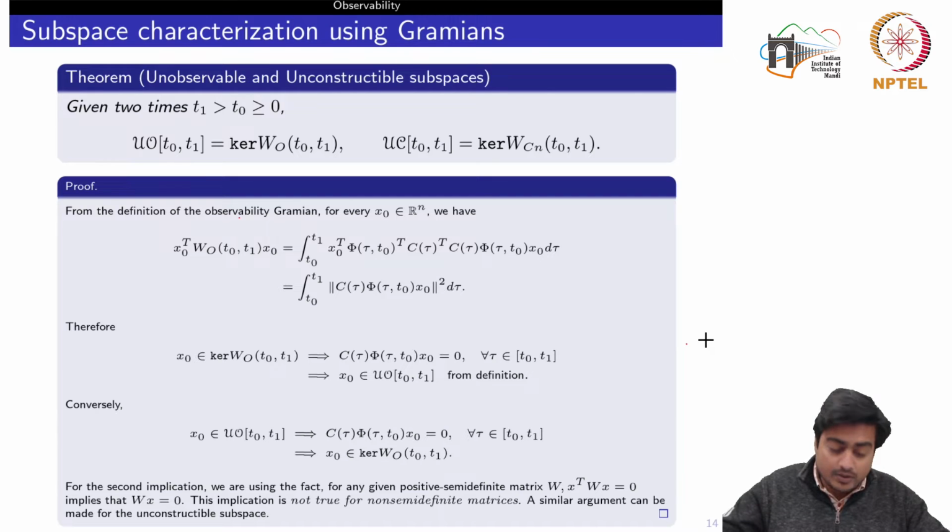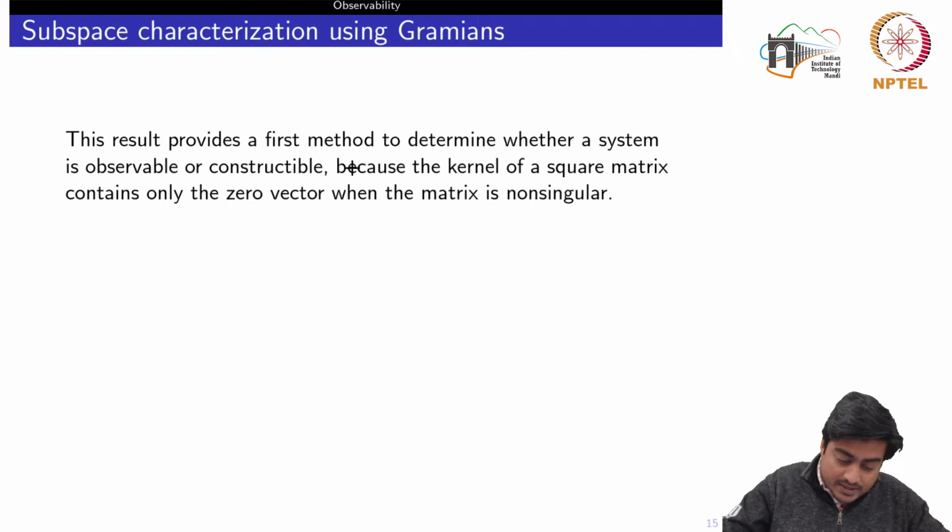So far we had seen the subspace characterization using Gramians. Whatever result we have obtained in this theorem, we can directly apply to determine whether the system is observable or not. This result not only provides a first method to determine whether a system is observable or constructible, but it also provides the characterization of the subspaces which we would use in later concepts. So this Gramian has a direct implication.